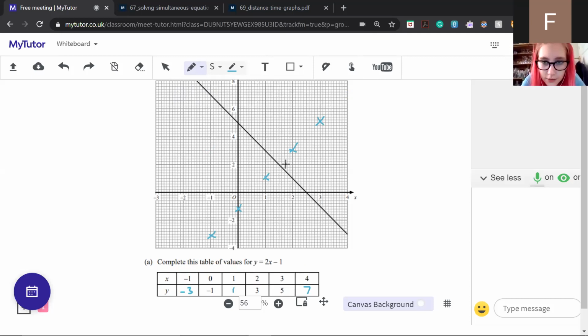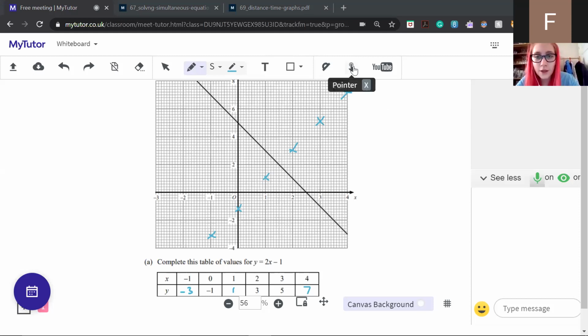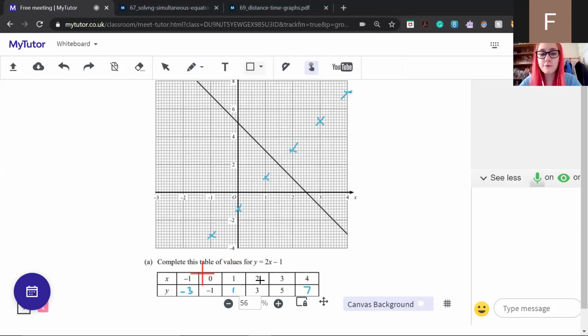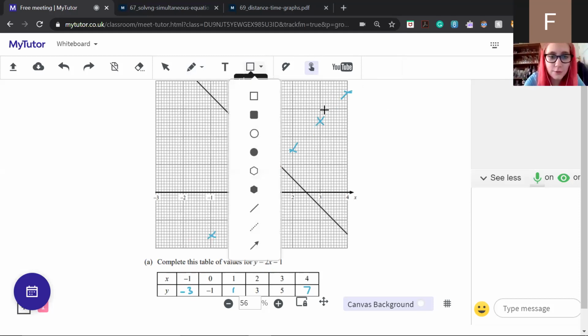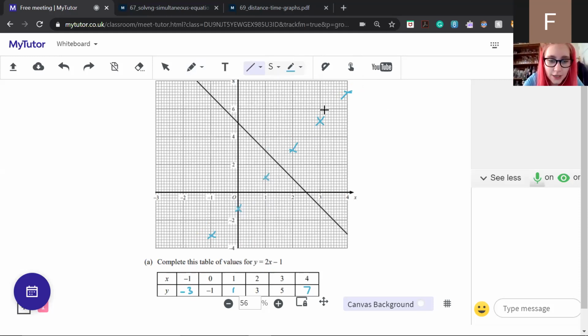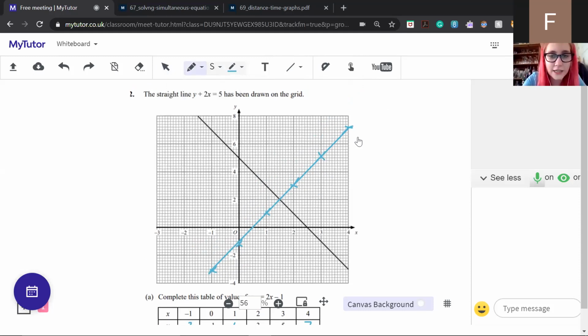Does anybody not understand where that's coming from? I hope everybody understands that. Don't worry if you don't, just shout and I'll explain it again. Now basically what we've done is we've found a load of points that we know lie on this line. So now we're going to join them up. Because if they all lie on the line, the line must go through them all. I'm going to cheat and use the line drawing thing from my tutor. Lovely, that'll do. This is the line of y equals 2x minus 1.